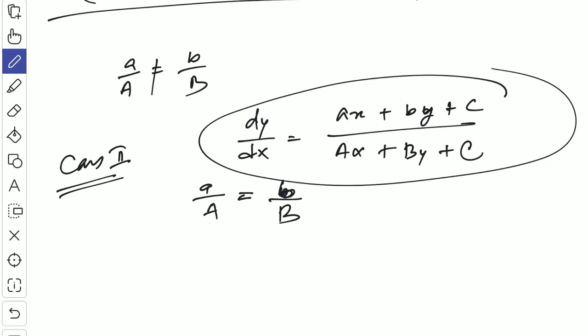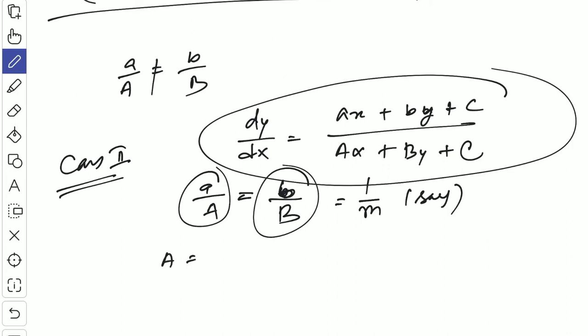Then you see, if small a by capital A is equal to small b by capital B, then let us suppose it is equal to 1 by m for some constant m. Then capital A will be equal to small a into m, and capital B will be equal to small b into m. That means capital A and capital B must be multiples of small a and small b respectively. So if this condition is satisfied, small a by capital A equals small b by capital B. Okay, so hope you have understood this.